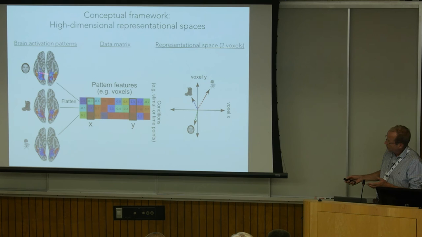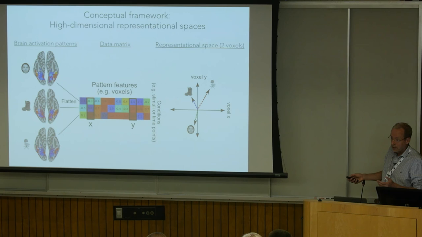And each voxel in this pattern is a column in a data matrix, and each row is the strength of activity in each voxel for each different pattern. So a pattern is a row in this data matrix. So we think of the set of voxels as a high-dimensional space where each voxel is a dimension. So this is a 10 by 3 matrix, but I don't know how to show a 10-dimensional space in a two-dimensional slide. So this is just a two-dimensional representation.